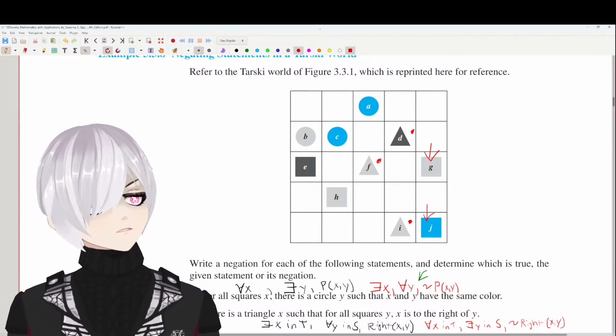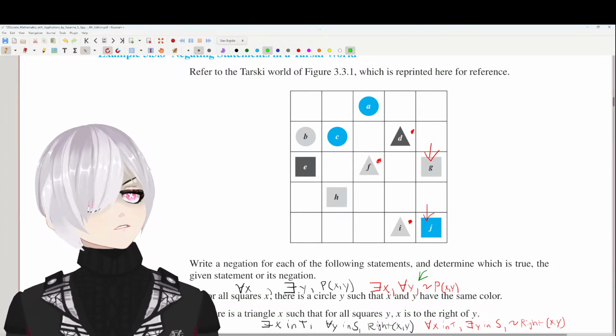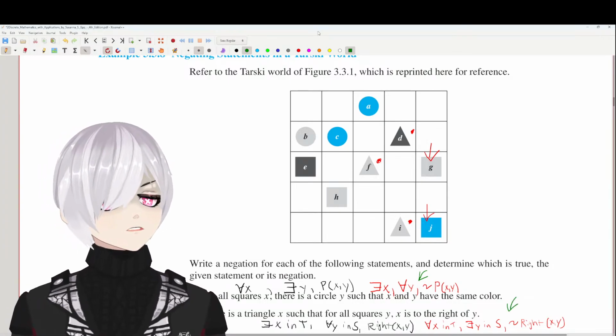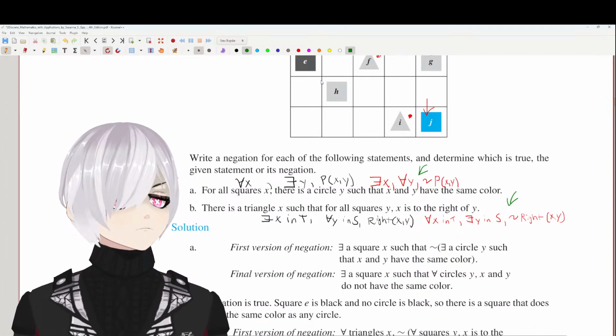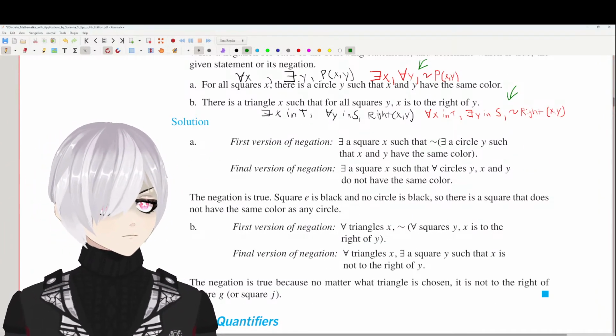Yep, seems to be the case. Okay, again, that's the negation. So let's see. Okay, looks like we were correct. The negation is true in both cases.